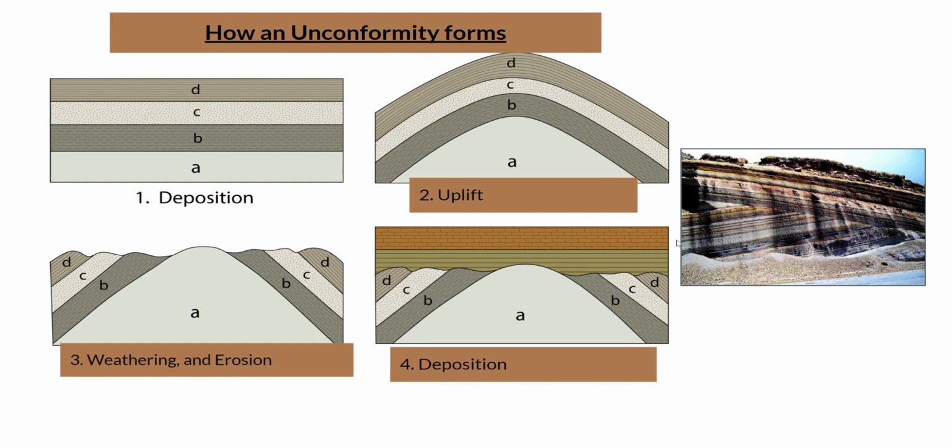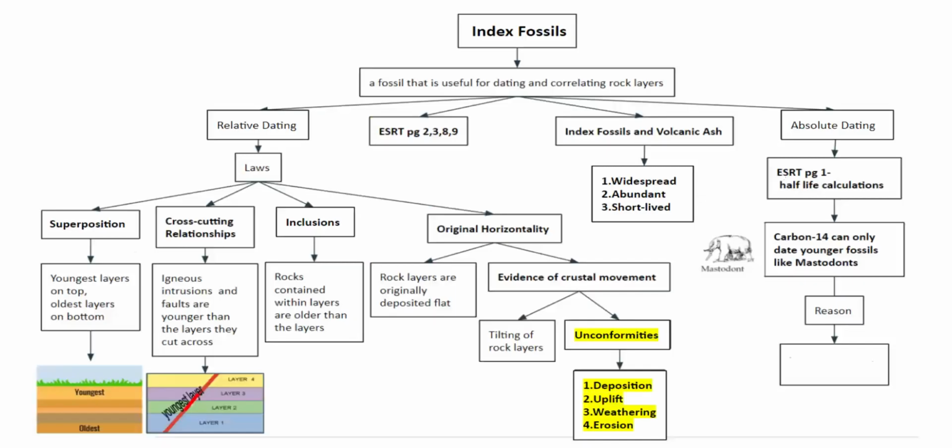So the sedimentary rock layers were deposited, there was uplift. That's why it's kind of crooked over here. And that's actually evidence that we can see that crustal movement happened. And after that, there was erosion on the top, maybe over here, and then more sediments were deposited. That's why it's kind of a weird shape. So take out your note packet and write this down. Evidence of crustal movement.